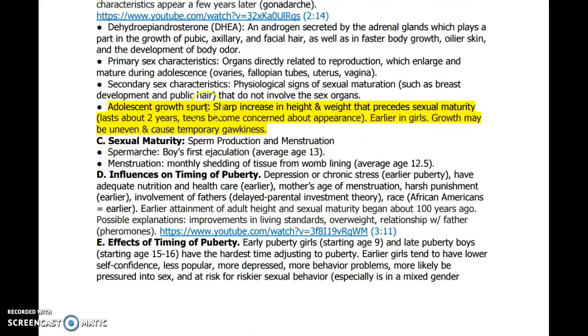So adolescents experience a growth spurt, so you're going to see them shoot up in height as well as weight, and this usually will come about 2 years before sexual maturity. During this time, teens can become concerned about their appearance, and you'll see that girls will tend to have this growth spurt earlier. So usually maybe when kids are getting into middle school, you're going to see that the girls tend to be taller and bigger and look more mature than the boys do. And that's because girls go through puberty earlier.